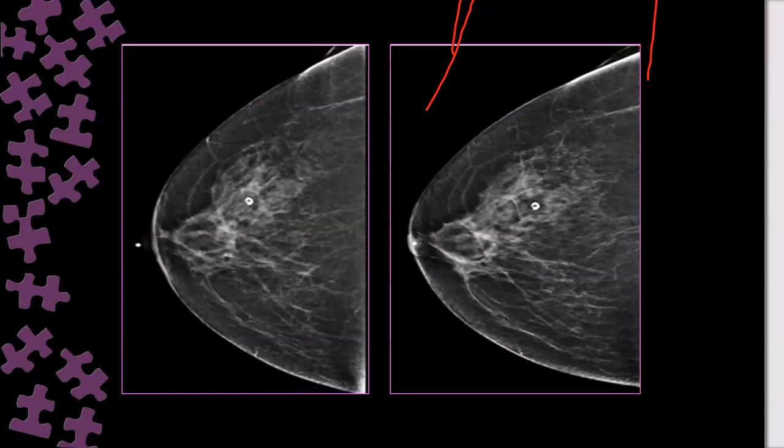This is another patient. What about the compression here? On the left side is poor compression. On the right side is good compression. With compression, the contrast increased.